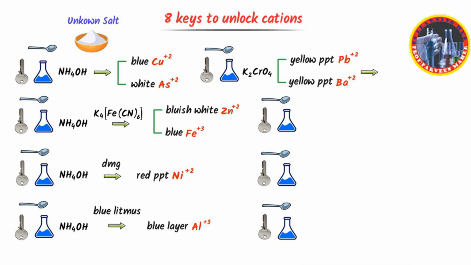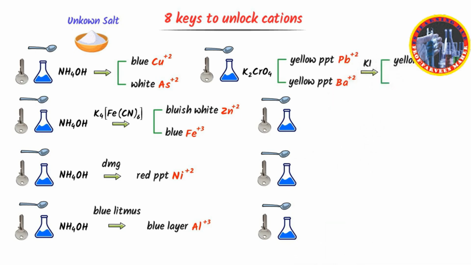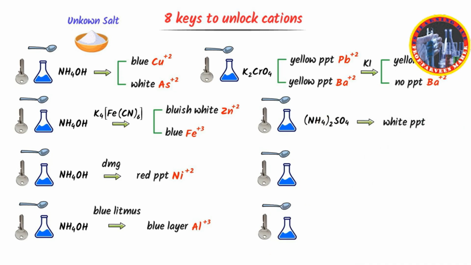Secondly, we add potassium iodide. We get either yellow precipitate or no yellow precipitate. The yellow precipitate indicates the presence of lead ion and no yellow precipitate indicates the presence of barium ion. In the sixth key, I add ammonium sulfate. As a result, I get white precipitate. The white precipitate indicates the presence of strontium ion.